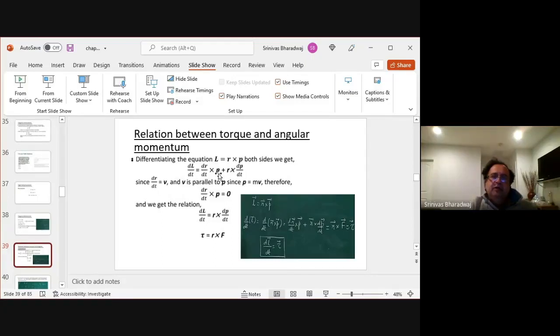Why is v cross p 0? Because p is just m times v, so v cross v is 0. So you just end up with r cross dp/dt. r cross dp/dt is r cross m a, or r cross ma. And dp/dt is what? Force. So r cross dp/dt ends up being r cross F. So torque equals r cross F.